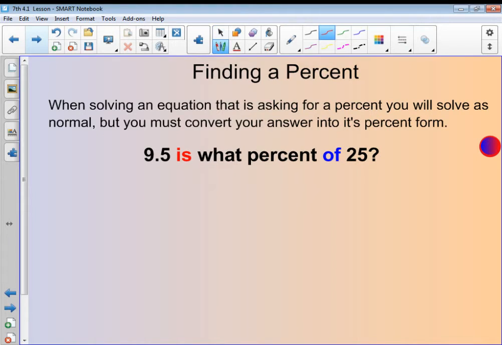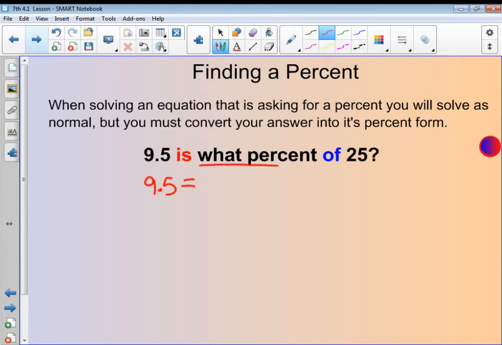The one thing that's going to change is instead of moving our decimal ahead of time, because we had the percent before, we're going to have to do that after we get our answer. So we're still going to write down our equation the way that we did. So 9.5 still means equals what percent.